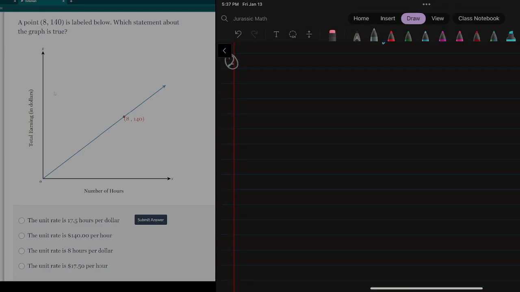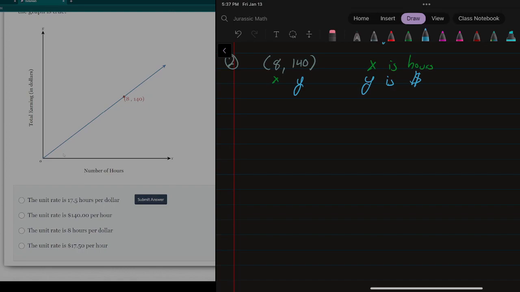I'm going to write down that point 8, 140. And I'm going to label the x and the y again. And in this situation, x is hours and y is money. So, it's talking about unit rate. Well, unit rate is slope. So we need to find the slope. They technically only gave us 8, 140.